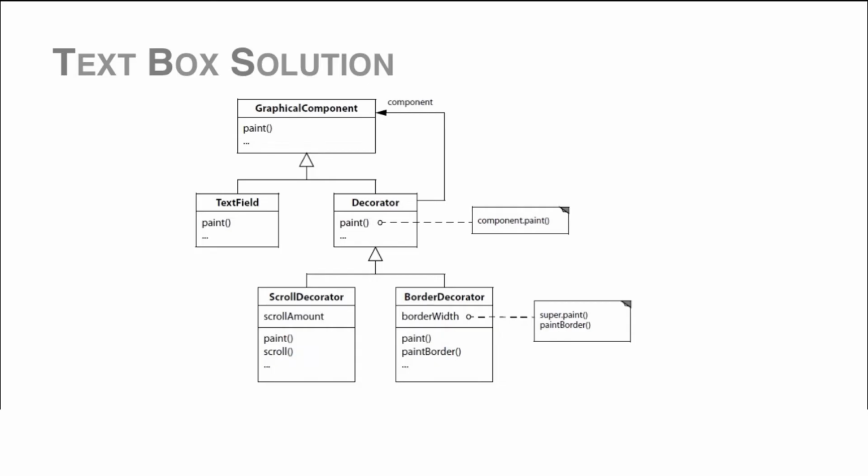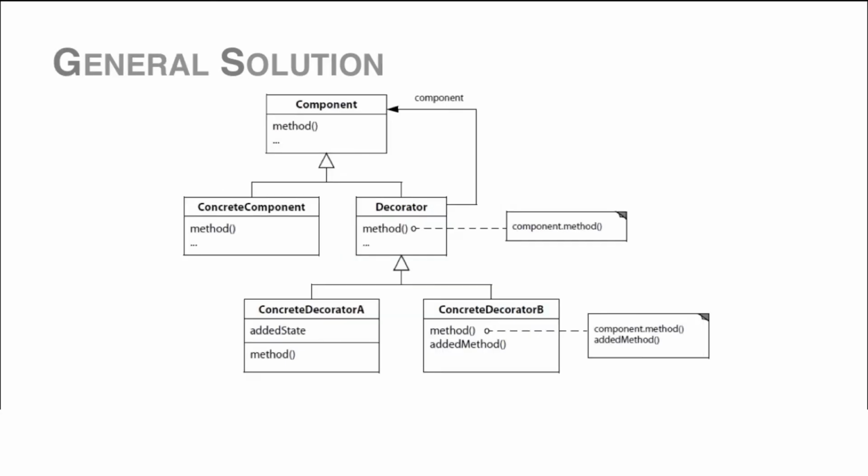The generic decorators that we've created, scroll bar decorator and border decorator, each one of those, by virtue of being a subclass of a decorator, would have the paint behavior where they do their work and then just forward to the superclass to delegate to the next component in the chain. So we have a general solution.